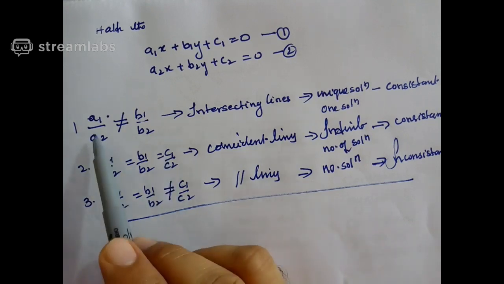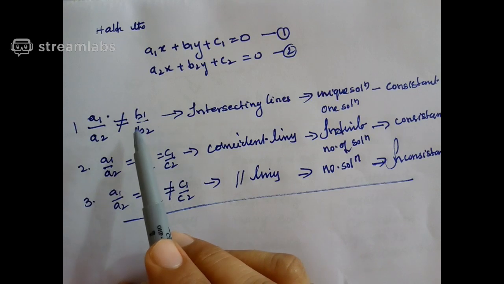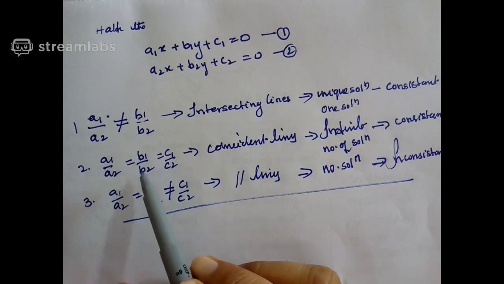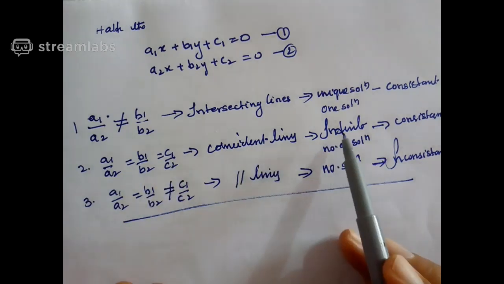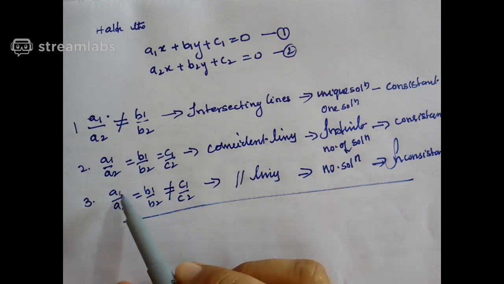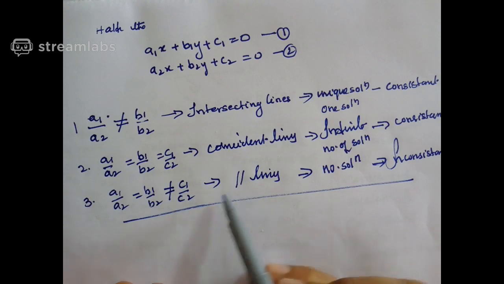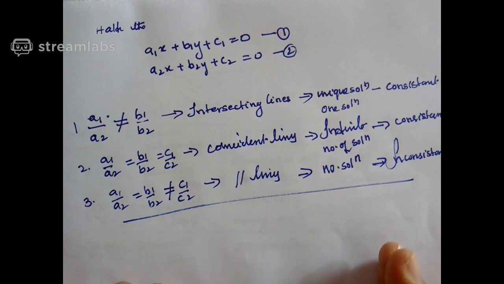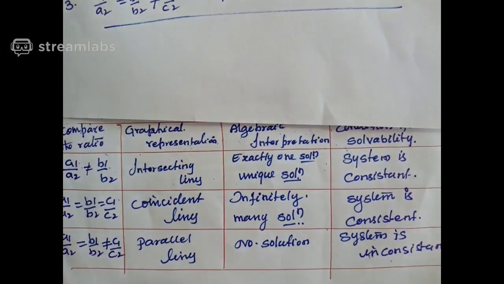The condition for intersecting lines is a1 by a2 is not equal to b1 by b2, and it has a unique solution and it is consistent. a1 by a2 is equal to b1 by b2 is equal to c1 by c2: they are coincident lines and it has an infinite number of solutions. a1 by a2 is equal to b1 by b2 is not equal to c1 by c2: they are parallel lines, no solution, and they are inconsistent. Just note down these points.